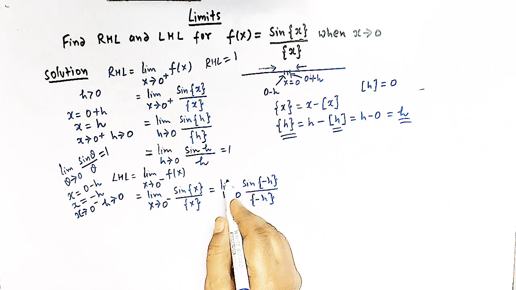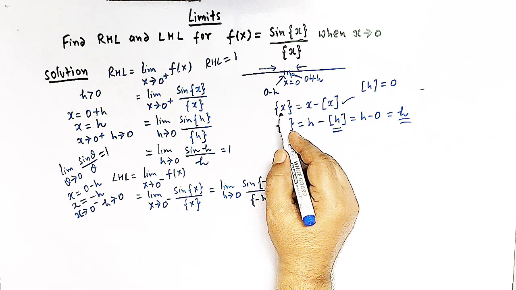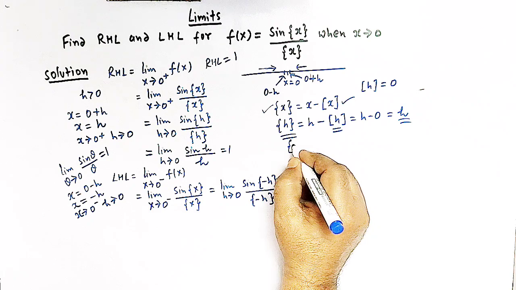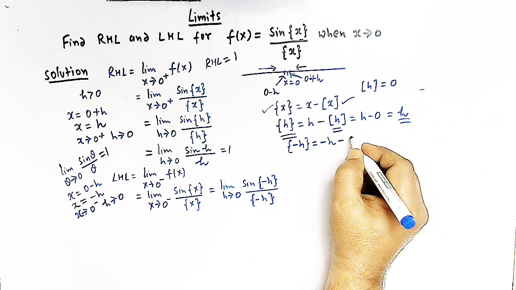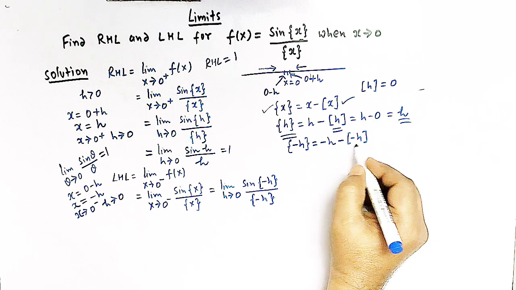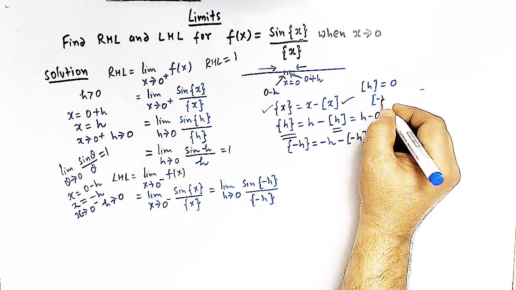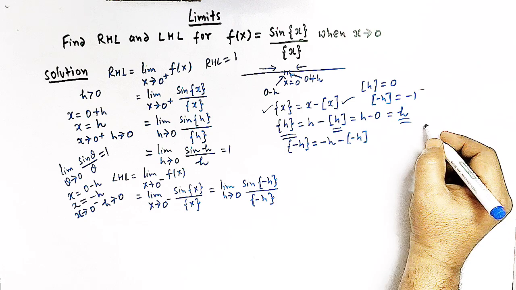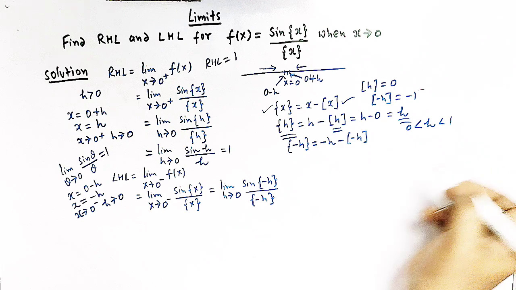So now to calculate this limit, we will again make use of the definition of fractional part function. So here using this definition, fractional part of minus h can be defined as minus h minus greatest integer of minus h, right? And here we have to now write the value of greatest integer of minus h. So greatest integer of minus h is equal to minus 1, because see, h is infinitesimally very small, and h lies between 0 and 1.